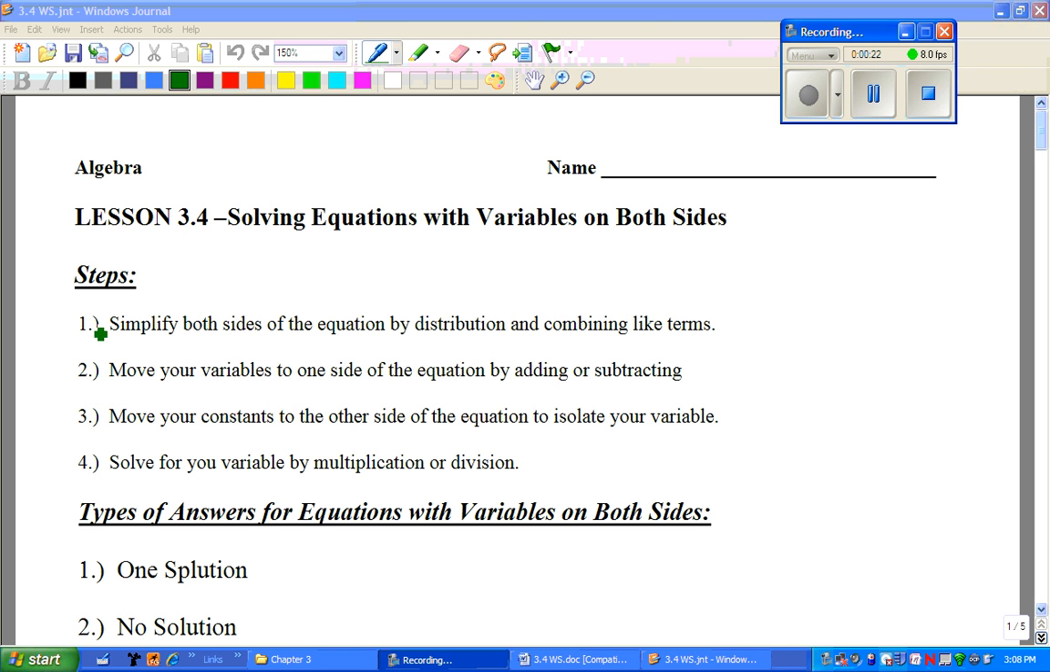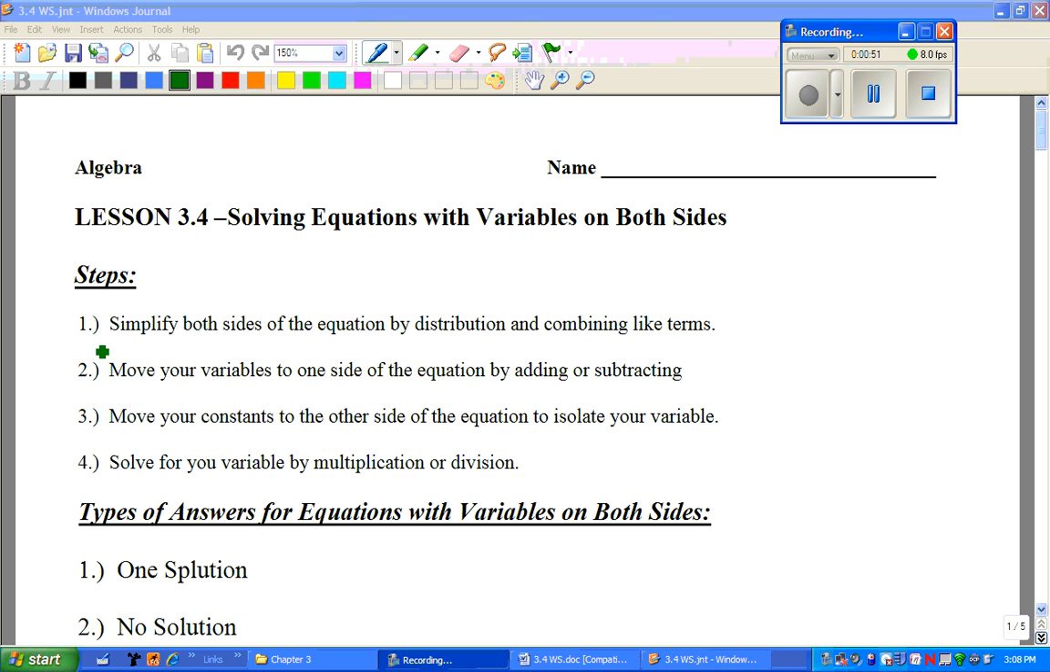Step 1 is to simplify both sides of the equation by distribution and/or combining like terms. This may be necessary in some equations. Other equations, we might totally be able to bypass it and just move on to step 2, which is moving your variables to one side of the equation by adding or subtracting. And remember, if we have a positive, for example, 2b, what we're going to do to move it to the other side is the opposite. We're going to subtract the 2b.